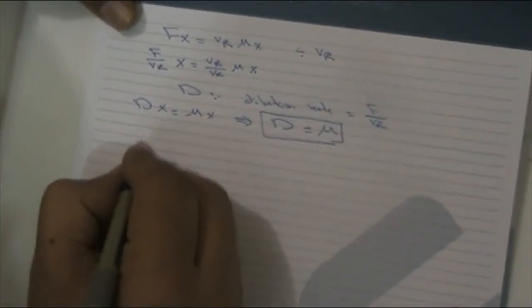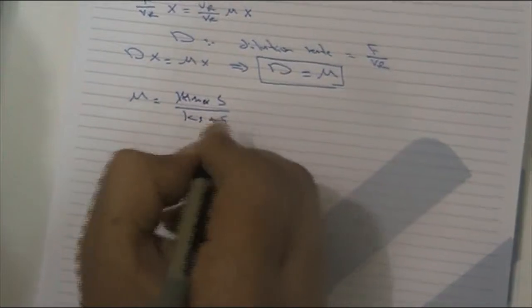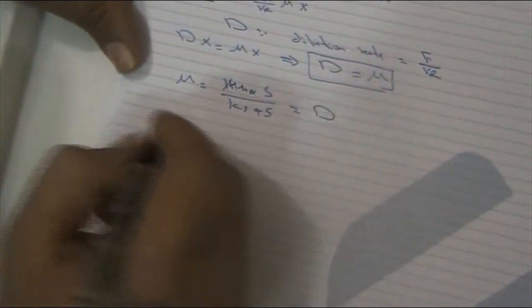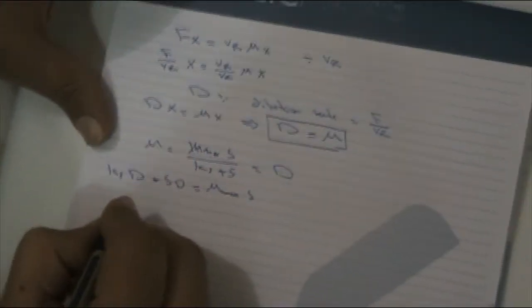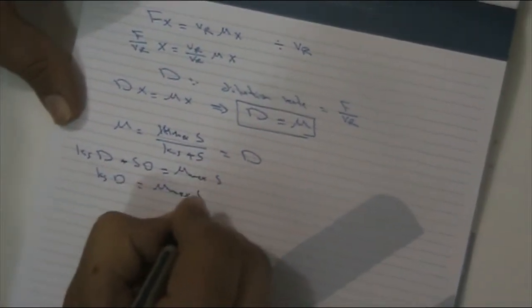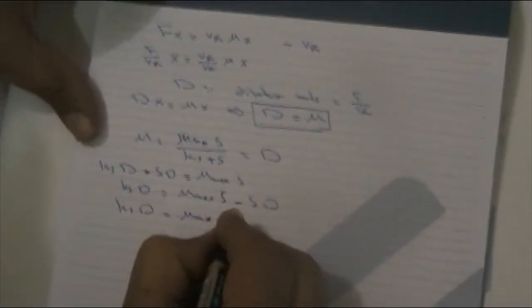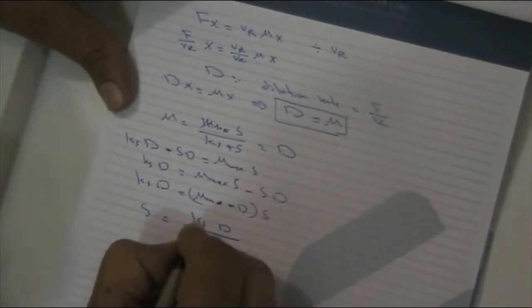Also we know that mu equals mu max S over Ks plus S, and that will be equal to D. So we'll try to solve for S. This will give us Ks D plus S D equal to mu max S, so Ks D equals mu max S minus S D, so Ks D will equal (mu max minus D) S. So we'll have S equal to Ks D over mu max minus D, and this is our substrate during the reaction or biochemical reaction.